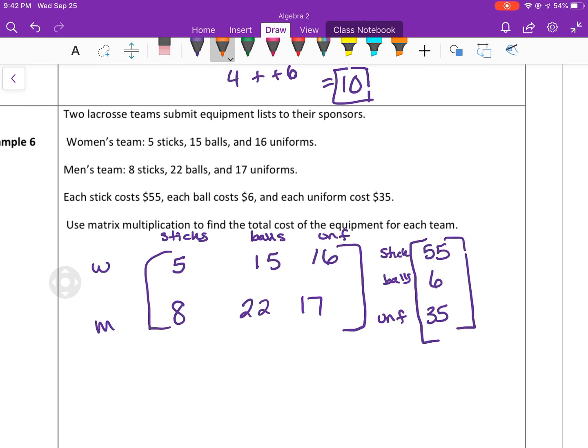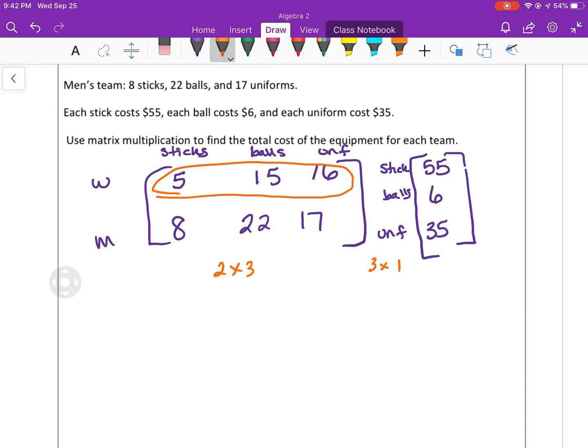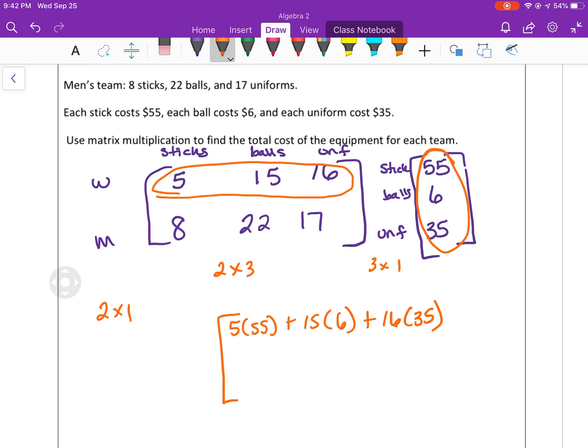When I multiply, you'll see that I'm going to take the women's. So this is 2 by 3 times 3 by 1. So I'm going to get a product that's 2 by 1. And I'm going to take the women's equipment times the cost. So that's going to be 5 times 55 plus 15 times 6 plus 16 times 35. So you can see that it took each of the women's pieces times the cost of that piece.